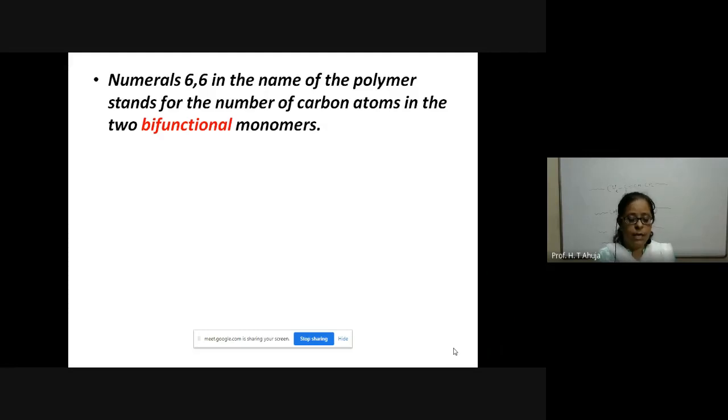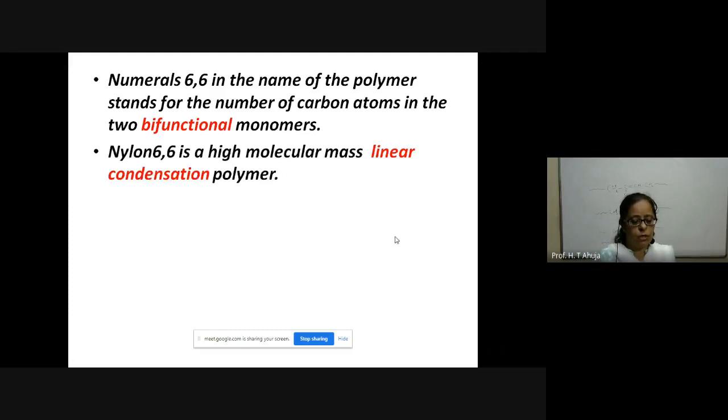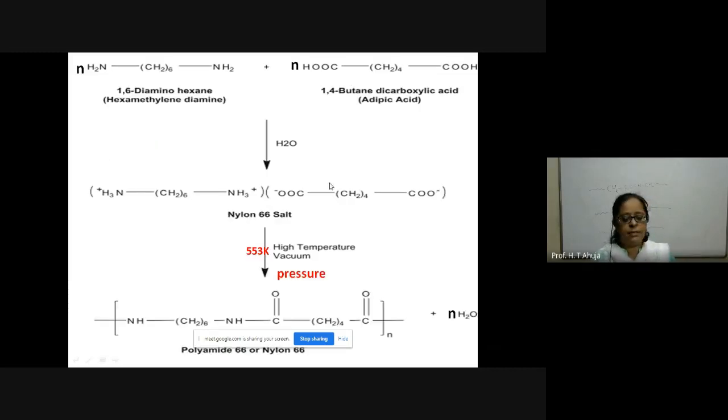Now, as I have already told you, the numerals in the name of the polymer, nylon 66, stand for the number of carbon atoms in the two bifunctional monomers. Okay. Now, nylon 66 is a high molecular mass, linear condensation polymer. Now, why are we calling it a condensation polymer? Let's go back and see.